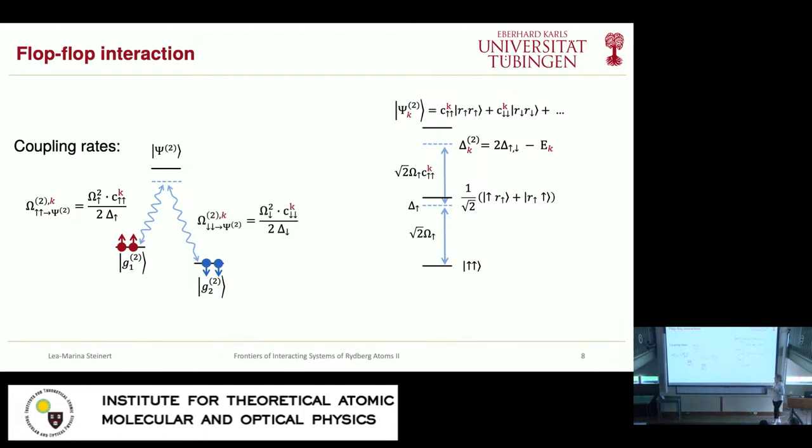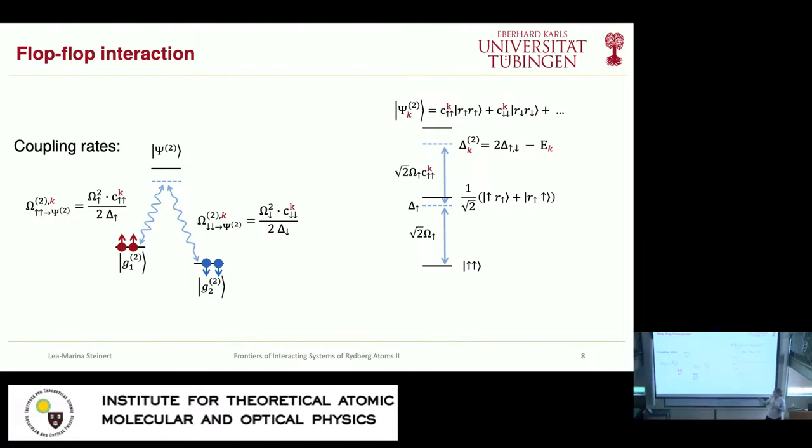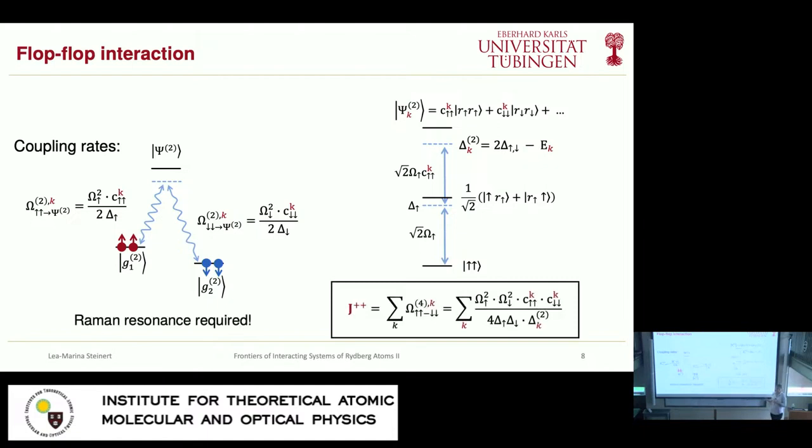And after the elimination of the Rydberg manifold, we then obtain the flop-flop interaction. And now there are several things that are super important. First of all, for those interactions to occur, we require Raman resonance. But this is completely different from the single atom Raman resonance, the Raman coupling I was talking about before, right? You can understand this more or less as an energy conservation which requires to be fulfilled in order to perform this flip, this spin change.